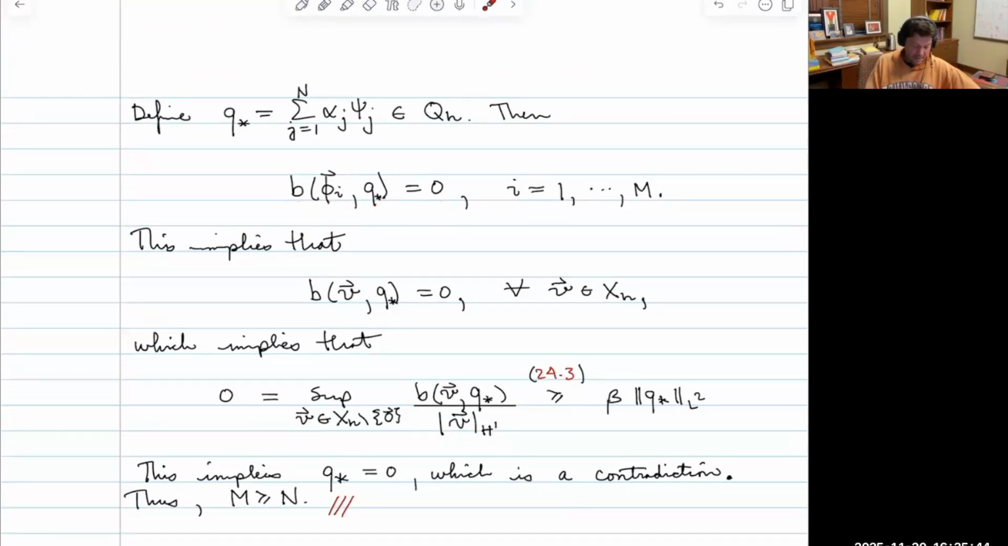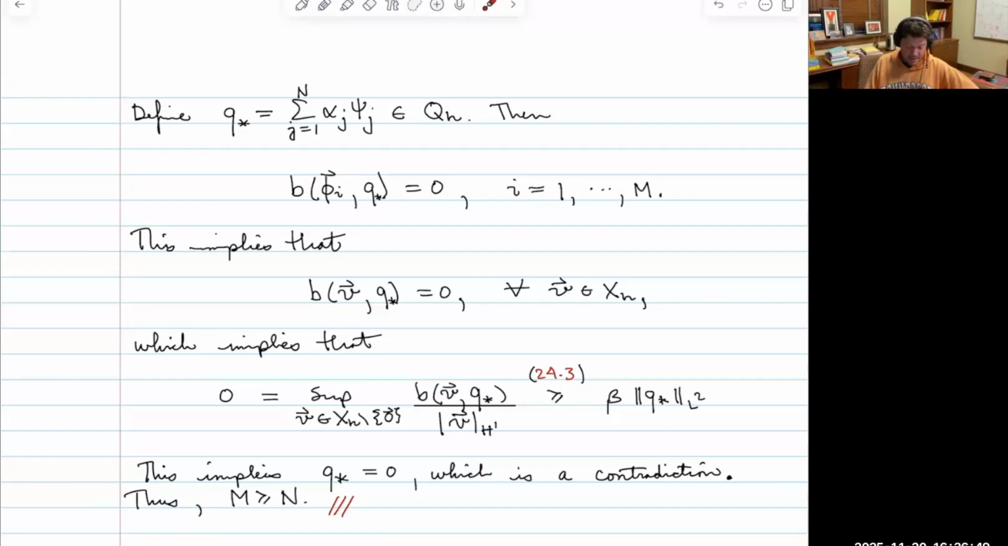What does this imply? Well, because these are the basis elements for my basis of X_H, we can show just by adding these up and using the linearity of B that this implies that B of v, Q star is equal to 0 for any v in X_H. Well, this implies that if we take the supremum of this quotient, which is the quotient that appears in the Inf-Sup condition, because this numerator has to be equal to 0, remember we're putting in Q star, well, the sup of a bunch of zeros is just equal to 0.